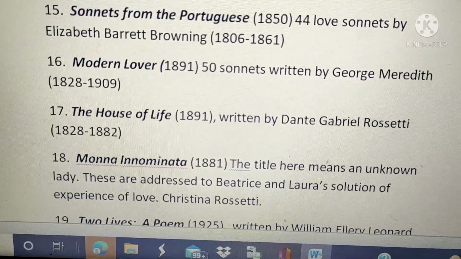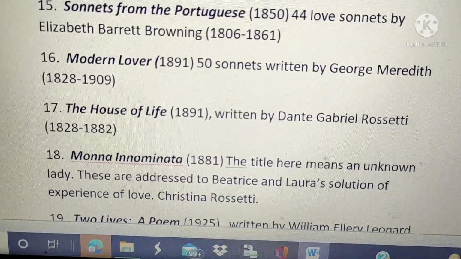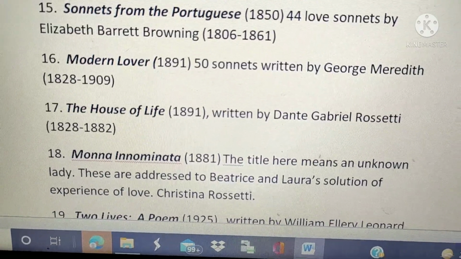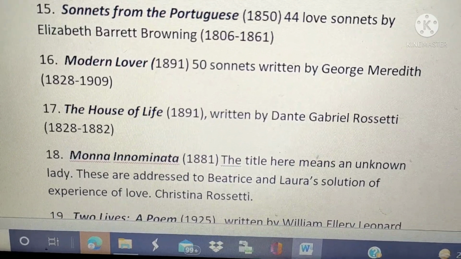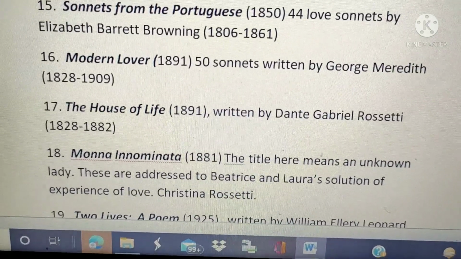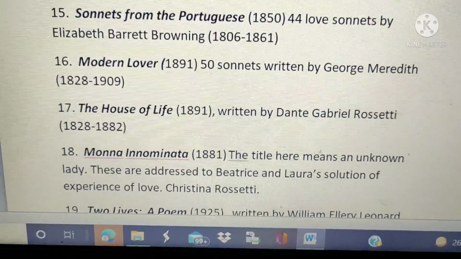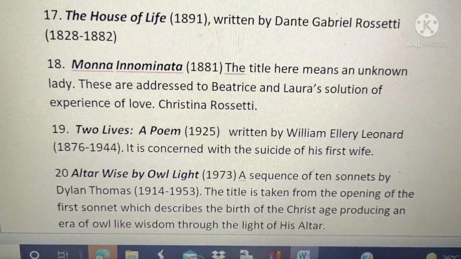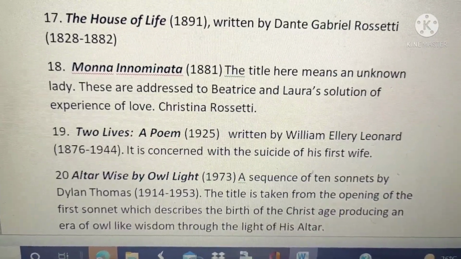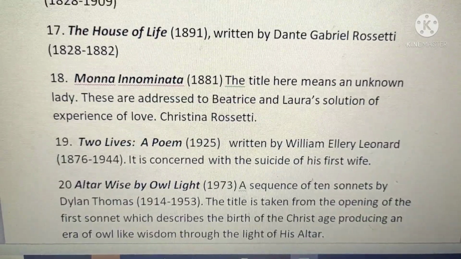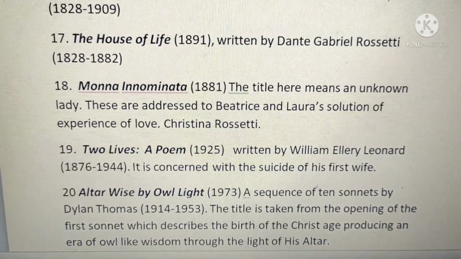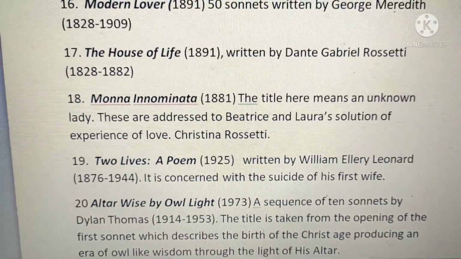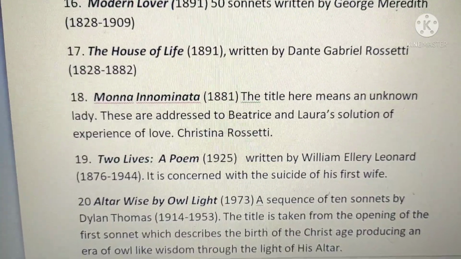Then in the Victorian age, the pre-Raphaelite poet Dante Gabriel Rossetti wrote The House of Life in 1891. Then Christina Rossetti, sister of Dante Gabriel Rossetti, wrote Monna Innominata in 1881. In this sonnet sequence, the title means an unknown lady. These are addressed to Beatrice and Laura, a resolution of the experience of love.